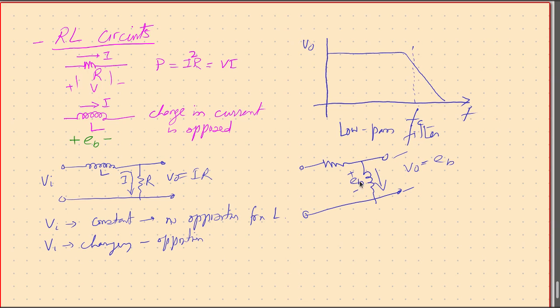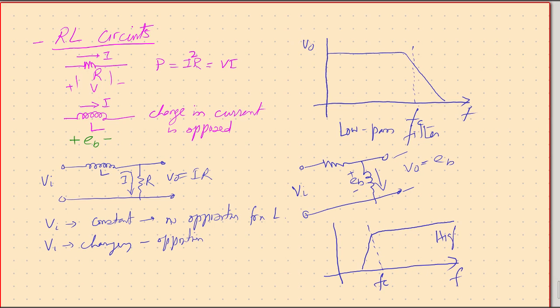So the more the frequency with which the signal is changing, the more is the opposition. The more the opposition, the more back EMF, and the more will be the output. And hence, the faster the variation, that means the higher the frequency, the better output is expected. So this is the cutoff frequency. After the cutoff frequency, it is allowed. Below the cutoff frequency, it is not allowed. So this is a high pass filter.